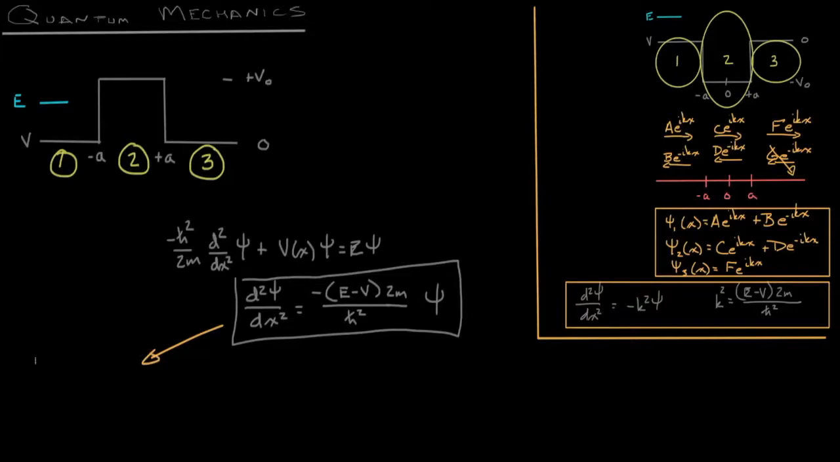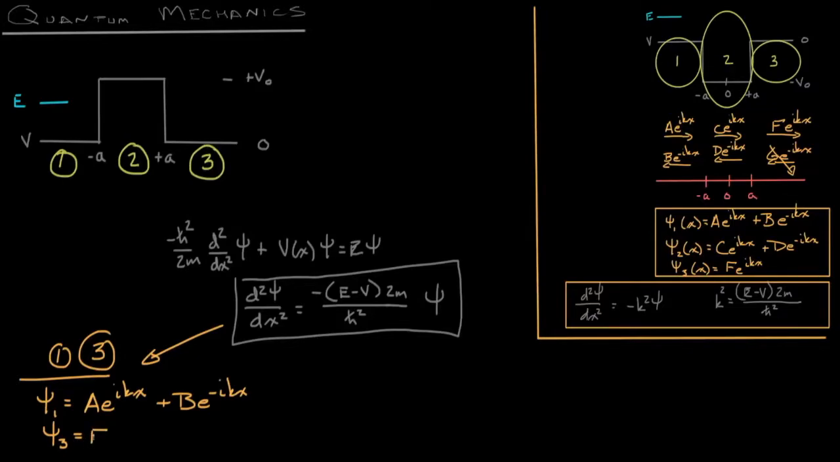For regions 1 and 3, we've seen the forms that this is going to take. This is simply going to be just like what we had before, and that means psi 1 is going to be some A e to the ikx plus B e to the negative ikx, and psi 3 is going to be a similar form. And here I've dropped the G because we know nothing comes in from infinity.